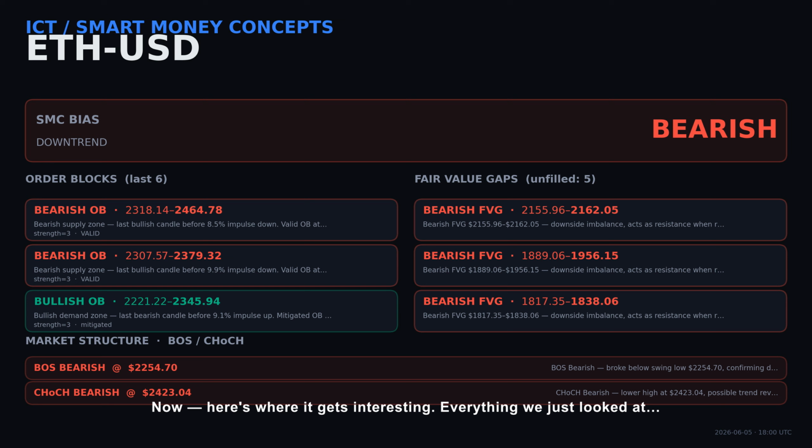The most recent order block is a bullish zone between 21.22 and 23.45.94. That's where institutional orders are likely parked. We've also got an unfilled bearish fair value gap between 1817.35 and 1838.06. Price tends to revisit these imbalances. Most importantly, we just had a CHoCH bearish move at 2423.04, a key structural signal that smart money traders watch closely.